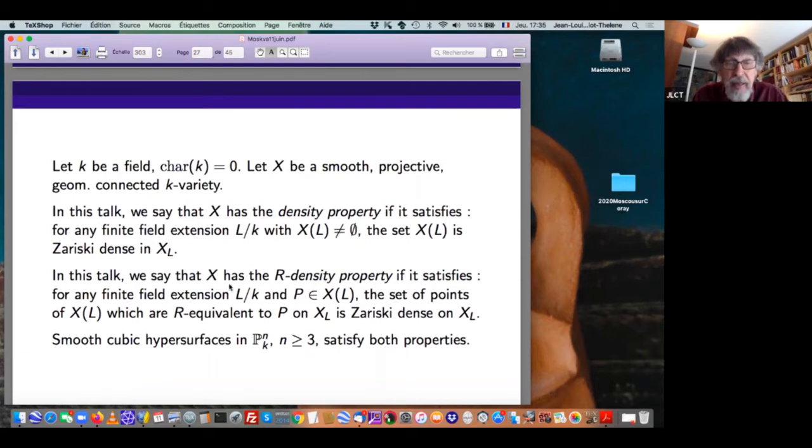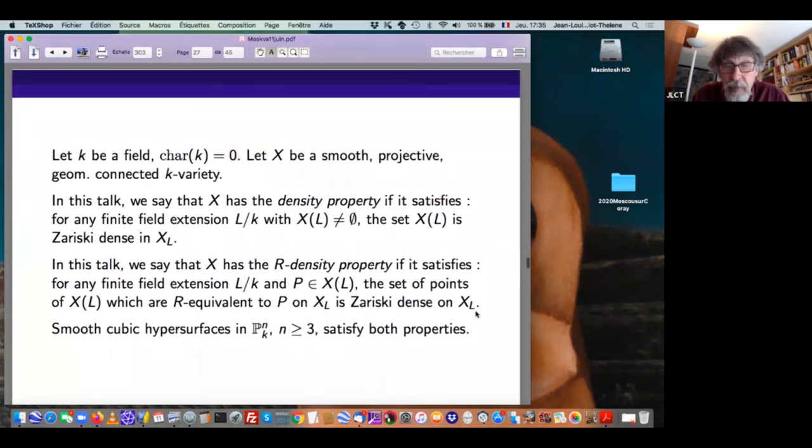Okay, and then we say that X has the R density property if it satisfies: for any finite field extension L over K and any point P in X(L), the set of points of X(L) which are R equivalent to P on X_L is Zariski dense on X_L.